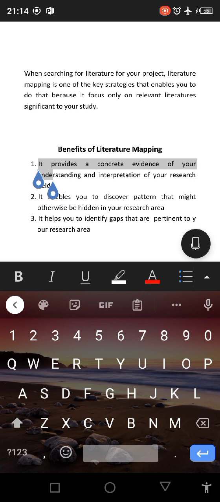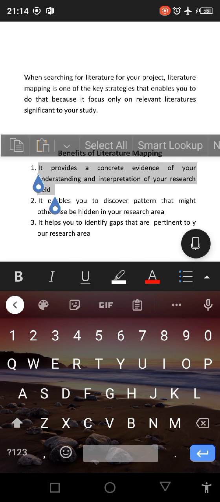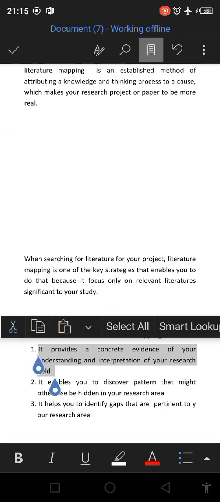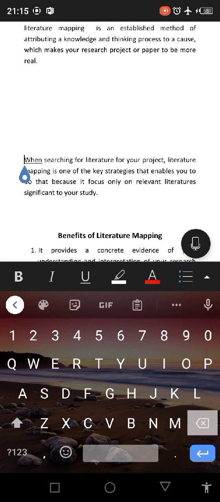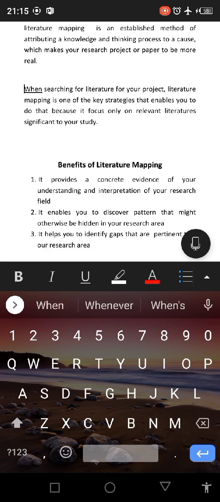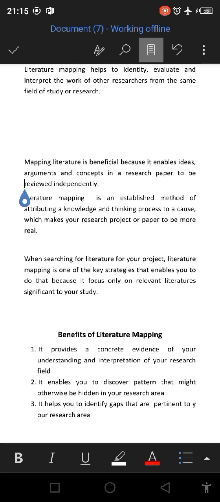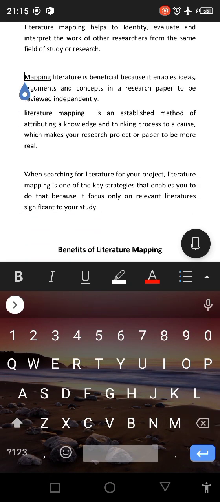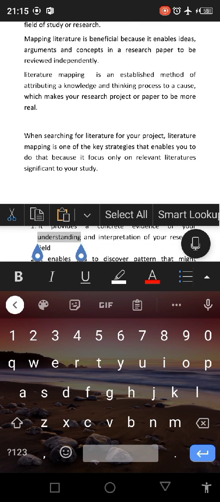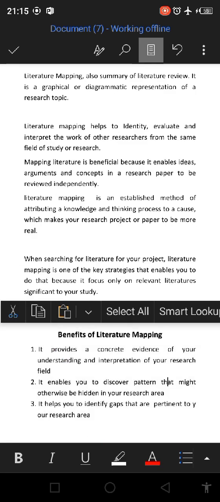Number 1, it provides a concrete evidence of your understanding and interpretation of what you are writing on. That is your research field, your research interest, or your topic. And what do I mean by this?